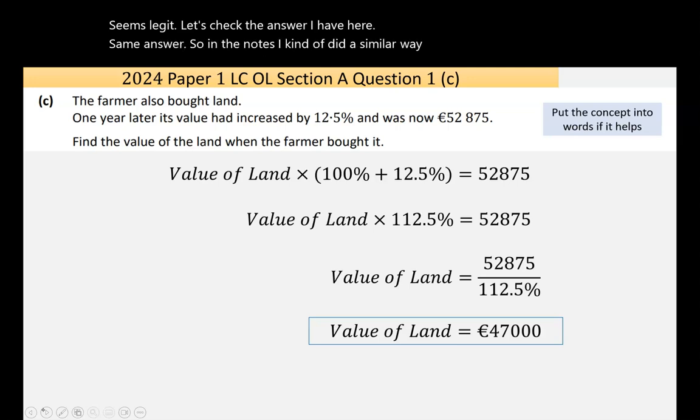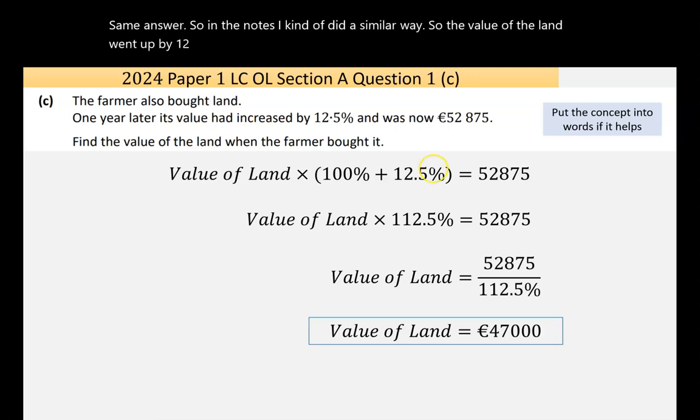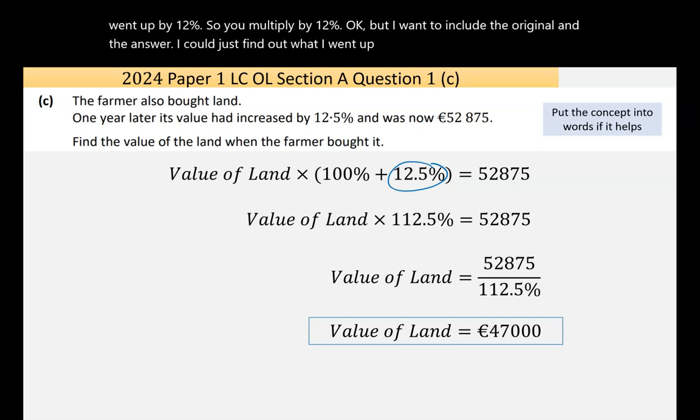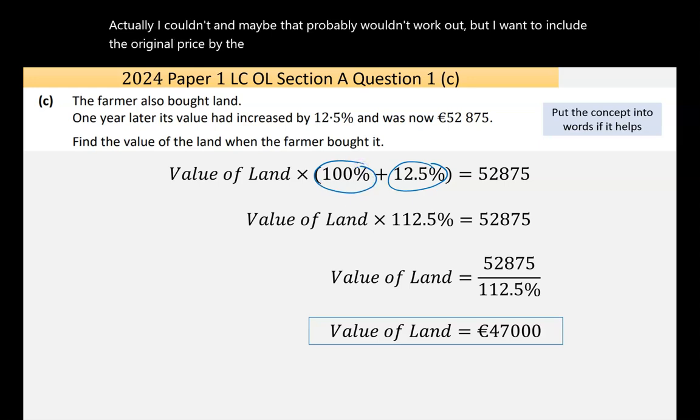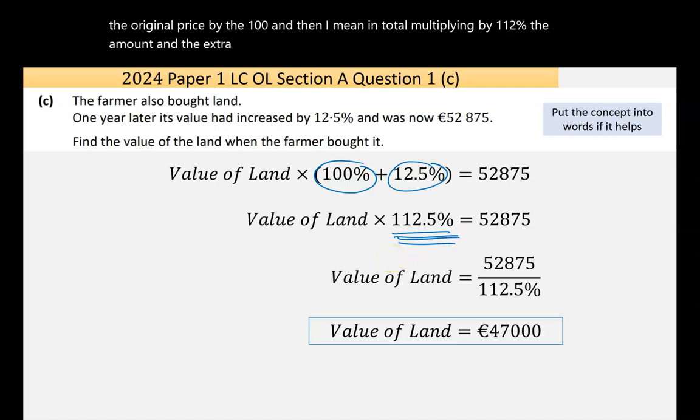So the value of the land went up by 12%. So you multiply by 12%. Okay. But I want to include the original in the answer. I could just find out what it went up by. Actually, I couldn't. Maybe that probably wouldn't work out. But I want to include the original price, so multiply by the 100. And then, in total, multiplying by 112%. The amount and the extra. And then just follow through the algebra.